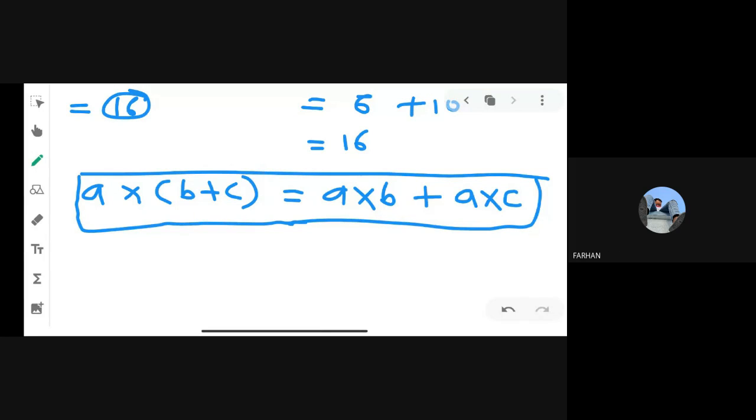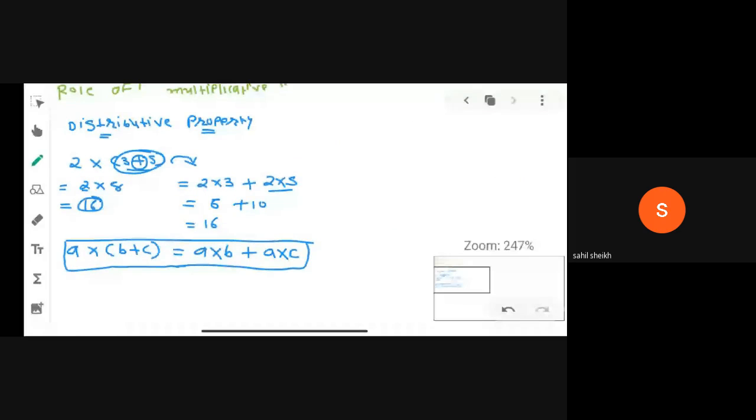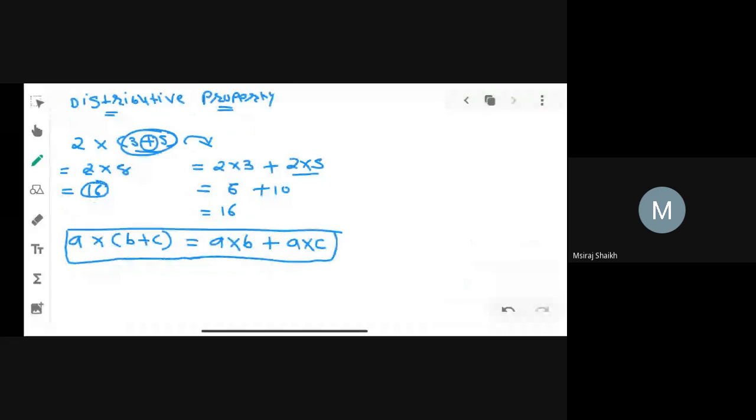Sir, do we have to write this? Yes, beta. No doubt. You have to write down this distributive property, nothing else. No doubt, sir. Just you have to write down this thing. Beta, all of you? Yes sir, I took a screenshot, I will write it later.